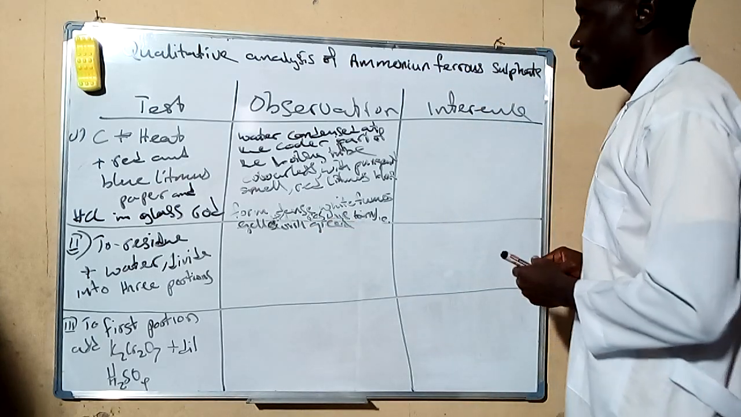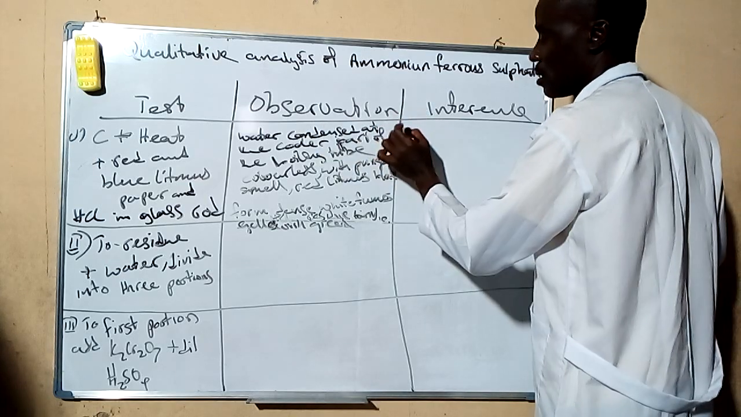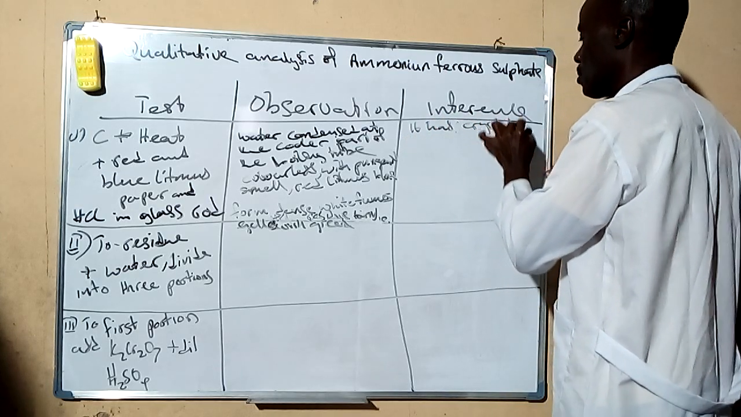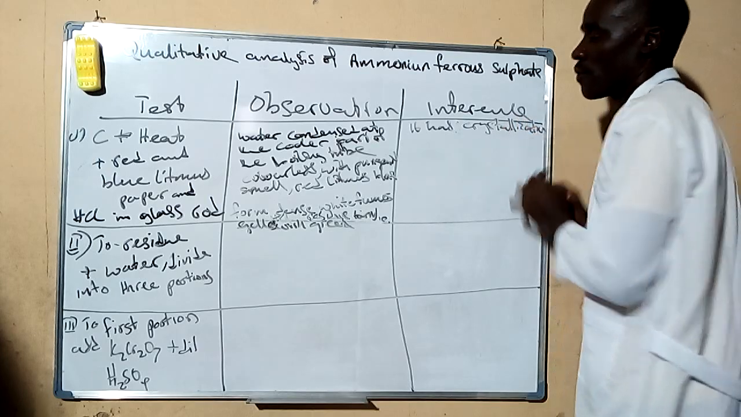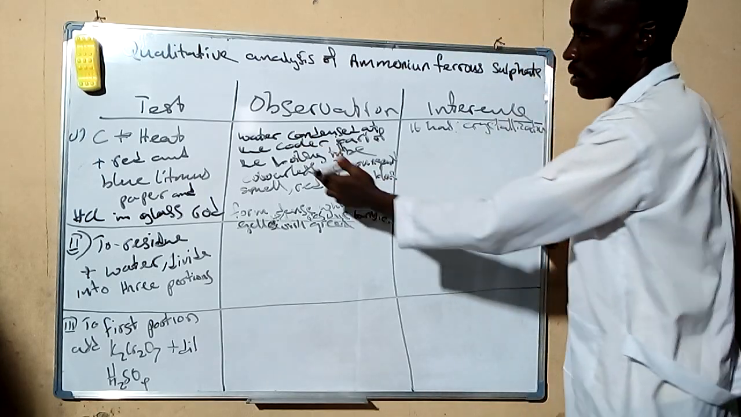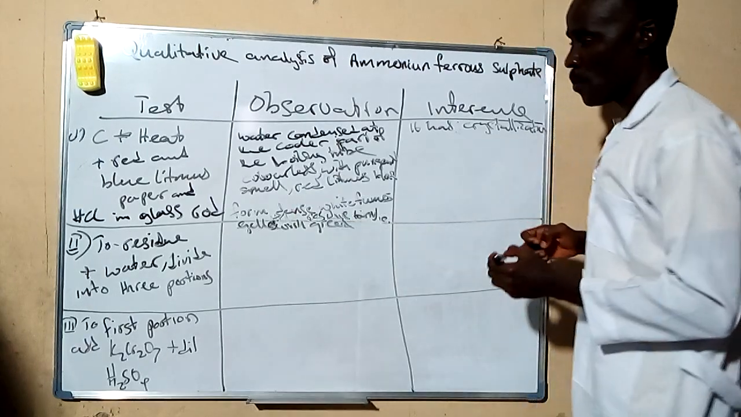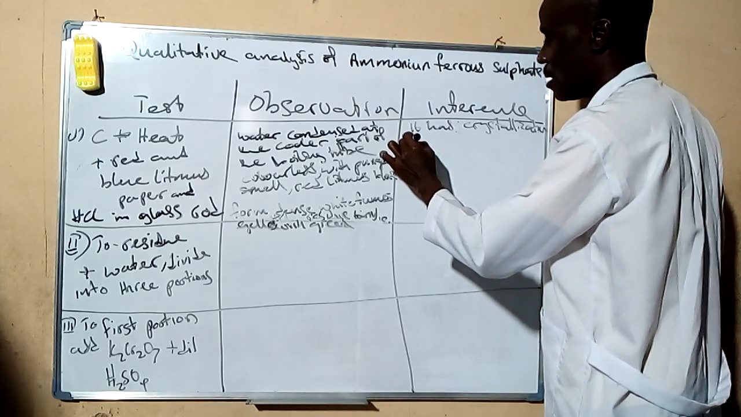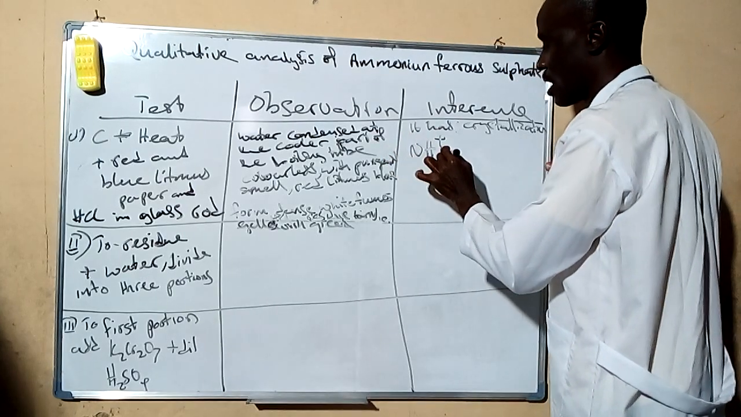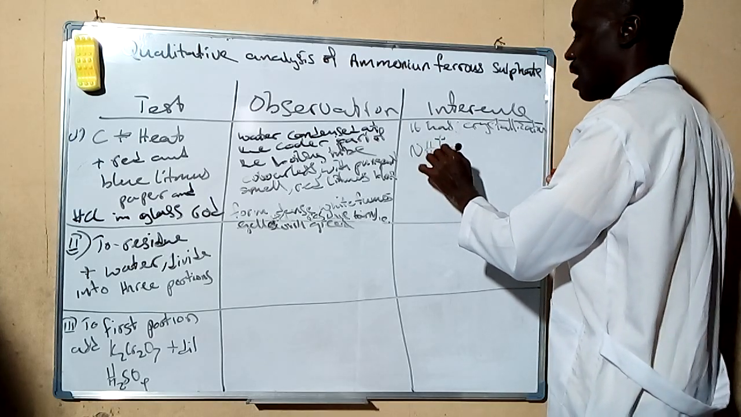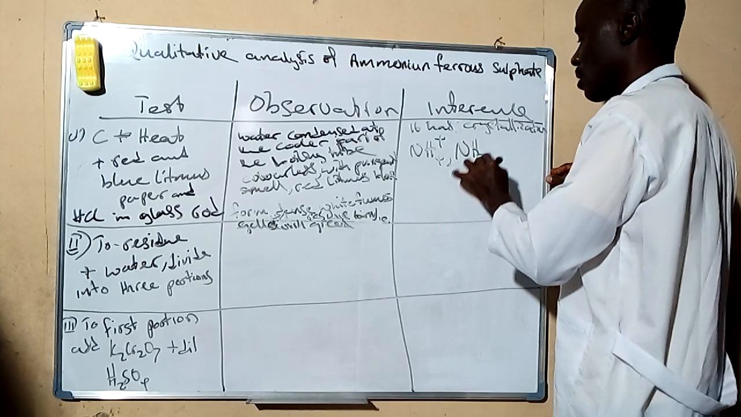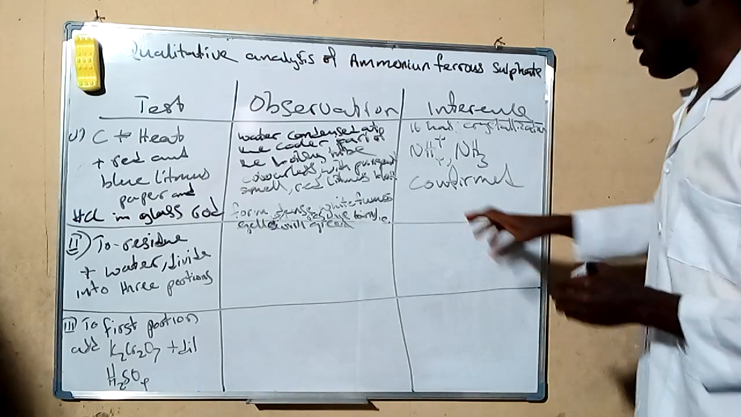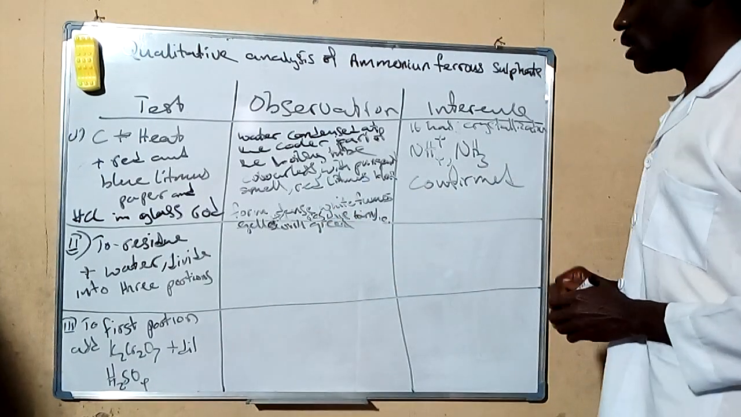Alright, in our inference, this shows that it has water of crystallization. The pungent smell that gives dense white fumes with hydrochloric acid means that the possible ion there is ammonium ion, and ammonia gas is confirmed, because that's the only gas that will turn red litmus paper blue.